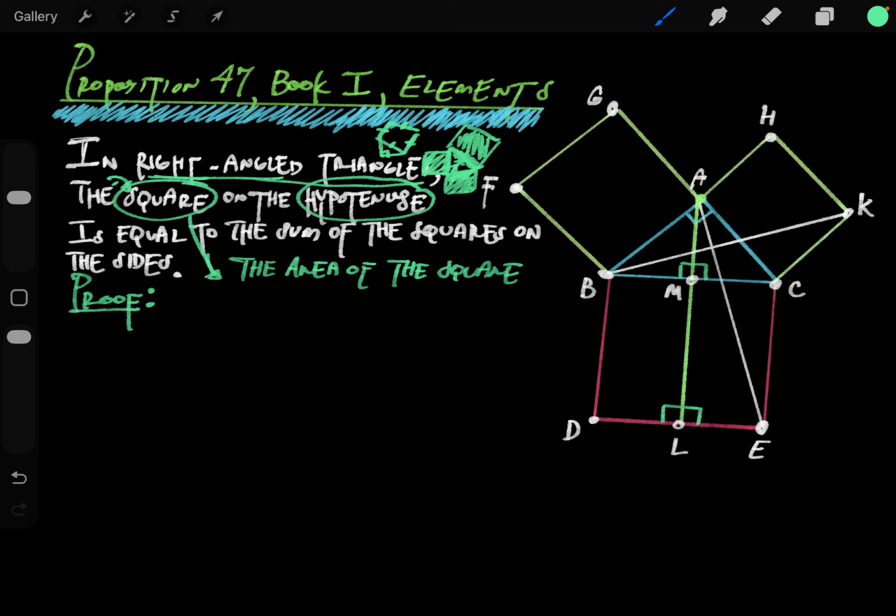Now let's get to the proof. The first thing I'm going to do is draw any right triangle. So let triangle ABC be a right-angled triangle. So here it is, triangle ABC. And we could say with angle A a right angle.